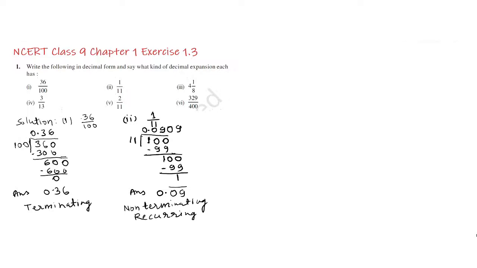We go to the third question. 4 whole and 1 upon 8. This is equal to 33 upon 8, and we divide 33 by 8. It goes for 4 times. 32, and the remainder is 1. Then we put the decimal and carry 0. 8 times 1 is 8, and we subtract 8 from 10, we get 2.